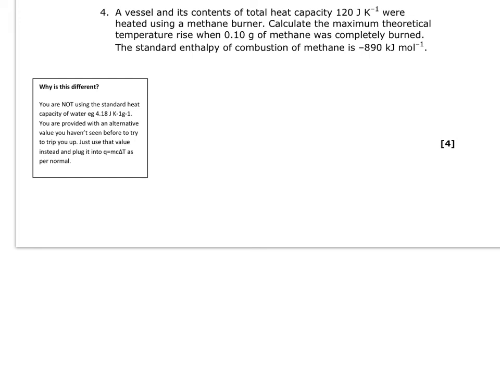It doesn't mention mass of water. So you're not using the standard heat capacity of water this time. You're provided with an alternative value that you haven't seen. So all you do is just plug that in as if it was normal. So we're at a crossroads here. The mass times the specific heat capacity is 120 joules per Kelvin. It must include the mass because it doesn't mention grams there.